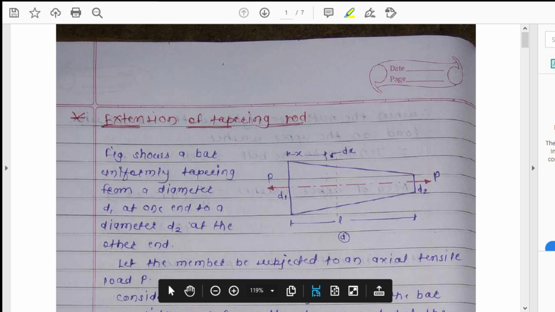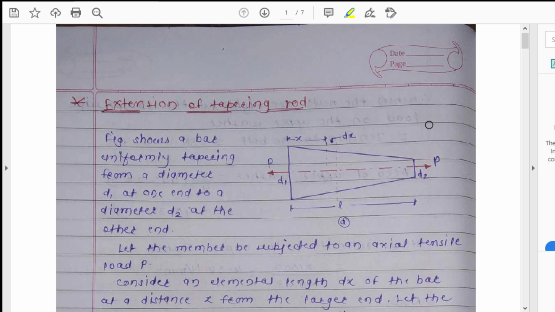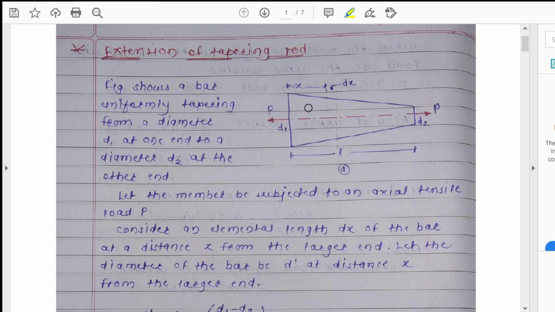In this figure, you can see that this rod has diameter d1 at one end and d2 at the second end. It continuously tapers from d1 to d2. Tapering rod means the rod which has non-uniform diameter or non-uniform dimensions.